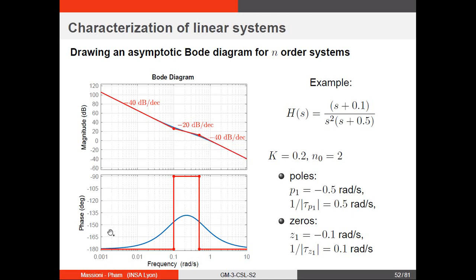Okay, and again the real graph is the smoothed version of it. Here there's not so much to smooth. Maybe here, well, the asymptotic diagram stays very little time at minus 90, so the real phase doesn't really have the time to reach it, and so it goes down like this.